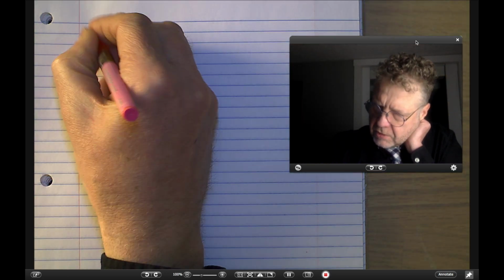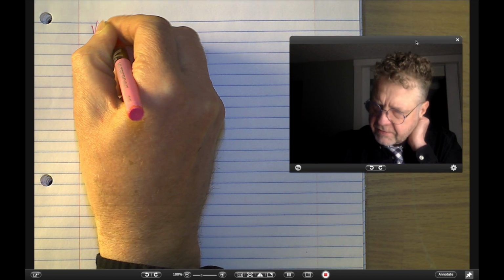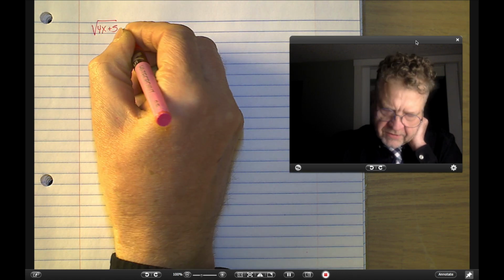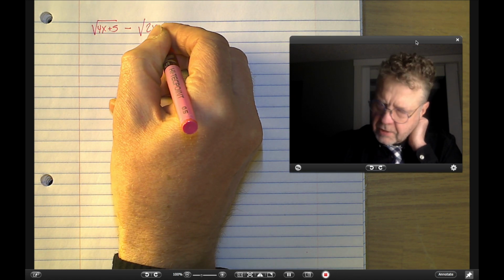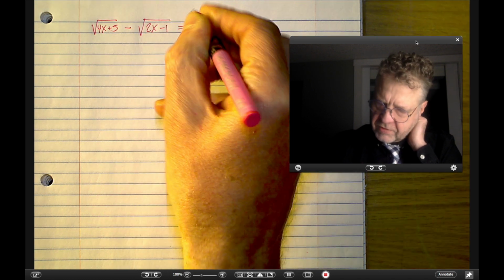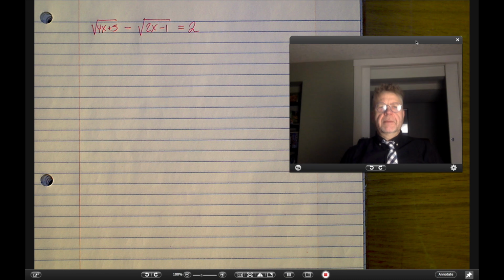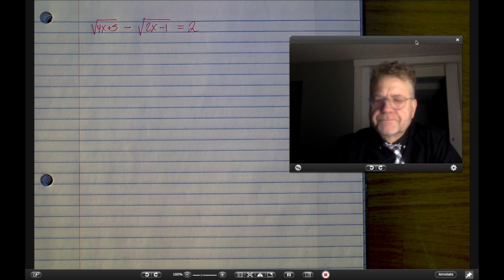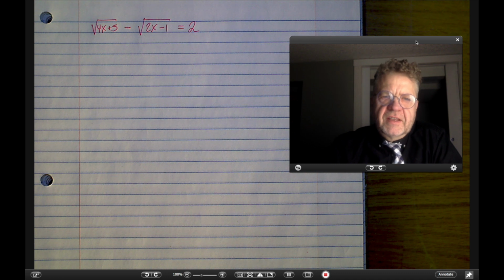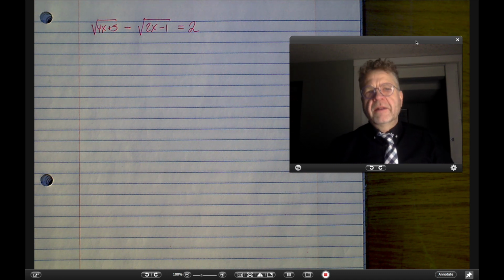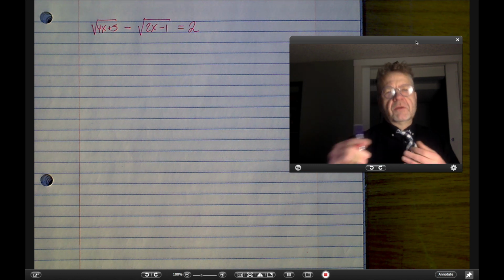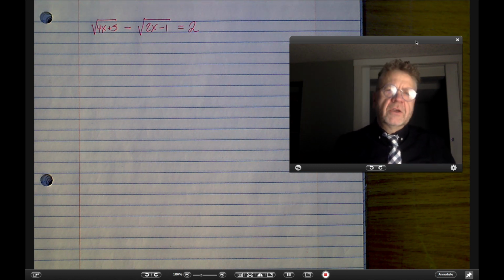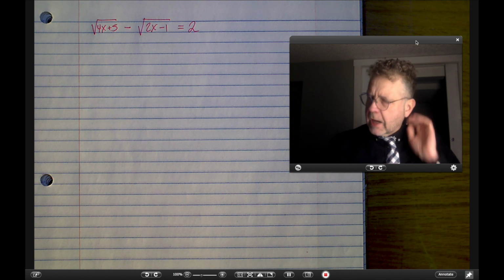And I'm going to start with the overall expression, which was square root of 4x plus 5 minus square root of 2x minus 1 equals 2. All right, so where do we start? What I'm going to suggest is that you isolate one of the radicals, and then let's see where that takes us. Does it matter which one you isolate? No, it really doesn't. But you're going to isolate one.